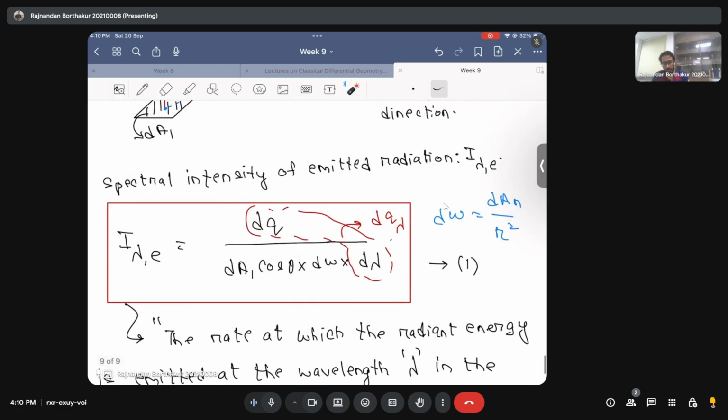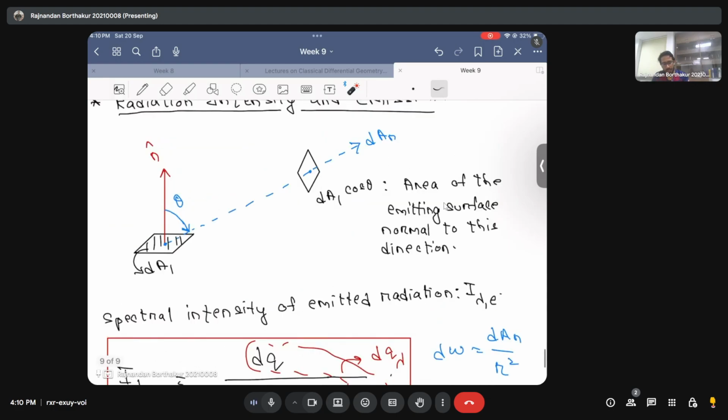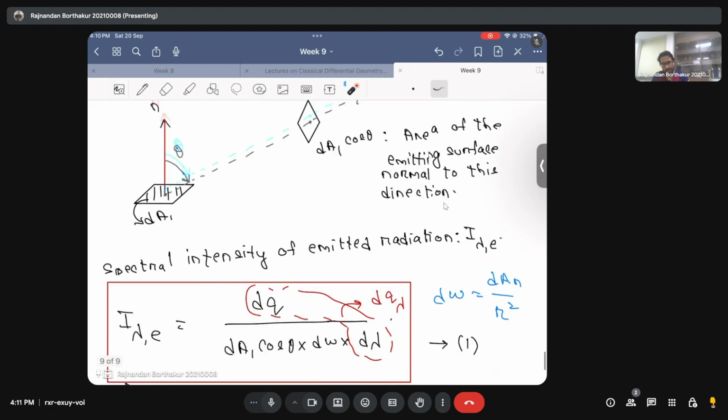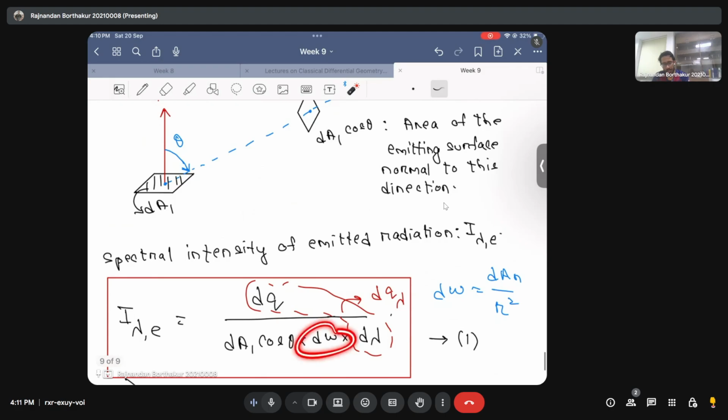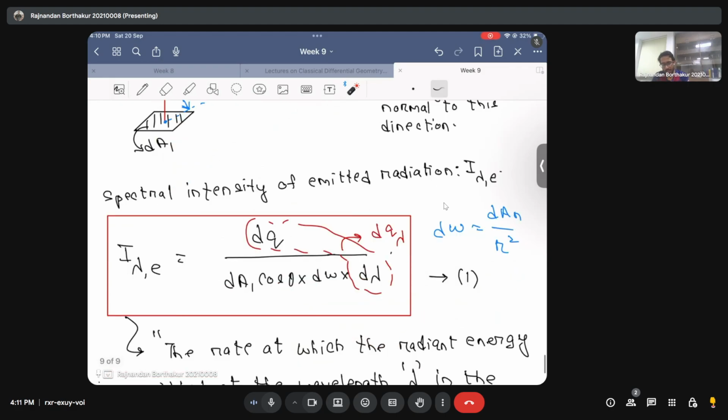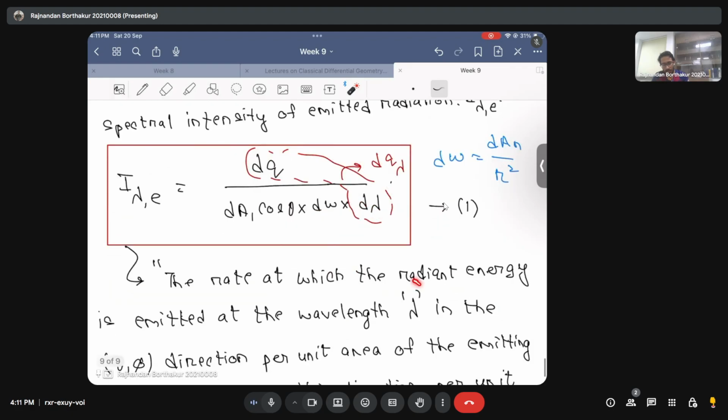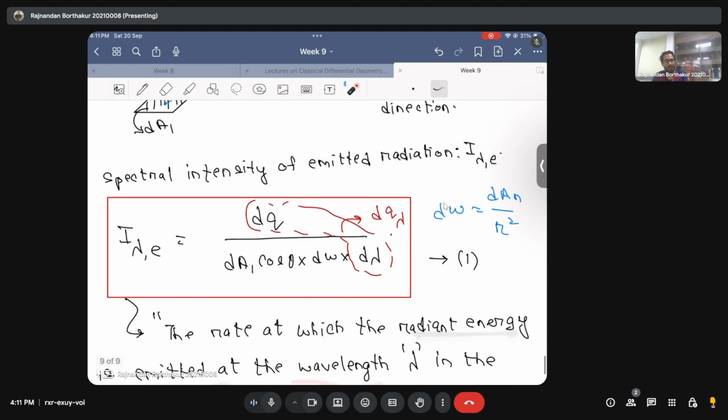First of all, we will try to understand what this d omega is. This d omega is known as the solid angle subtended by this normal area onto the emitting surface. This d omega is given by dAn divided by r squared. This is how the solid angle looks. So d omega is the solid angle subtended, and dq is nothing but the rate at which the radiant energy is emitted at that particular lambda.